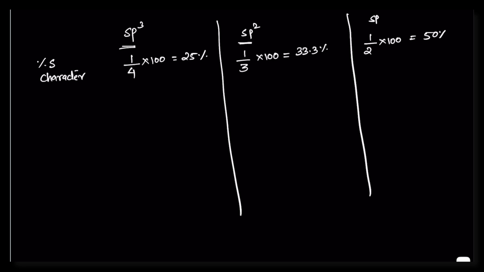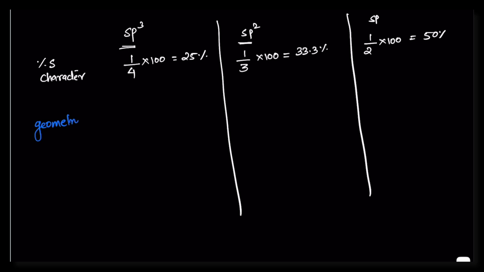What is the importance of this percentage s character? This percentage s character tells us about the acidity. More the percentage s, more is the acidity. So alkynes are more acidic than alkenes, which are more acidic than alkanes.